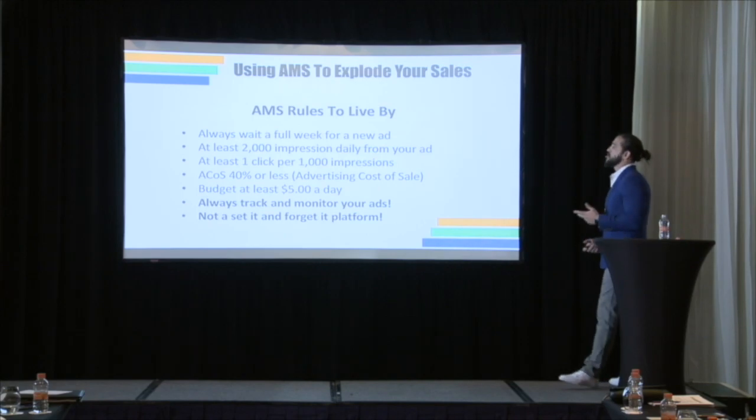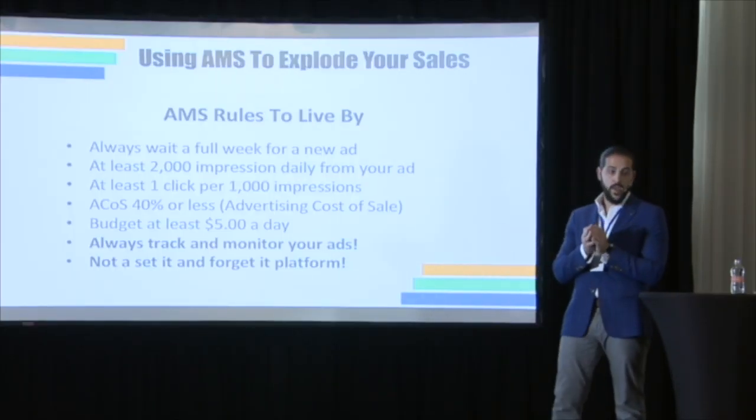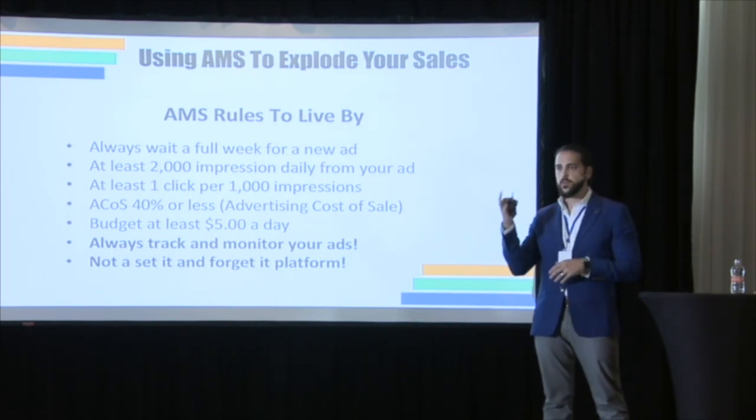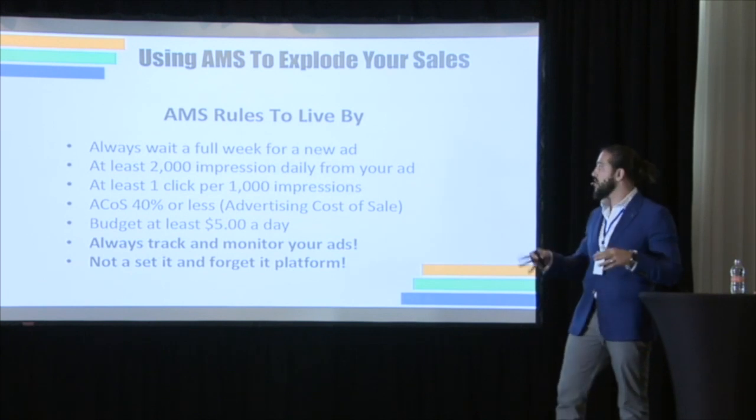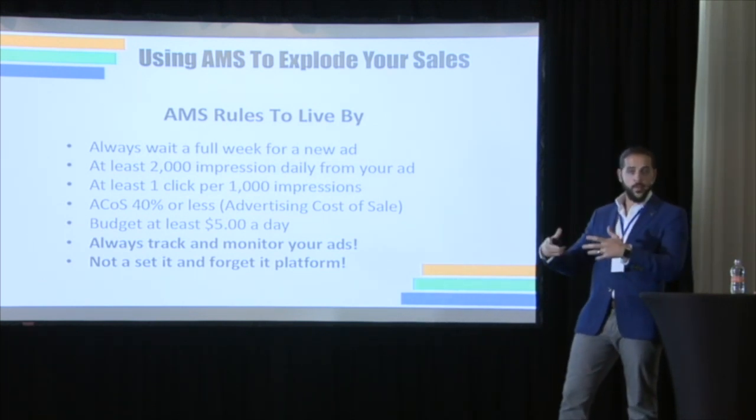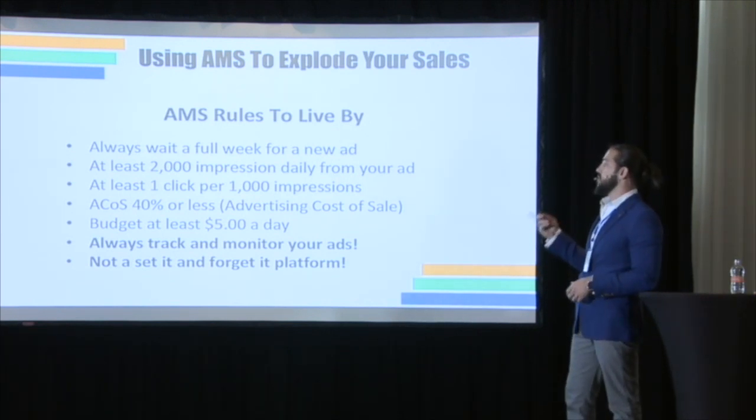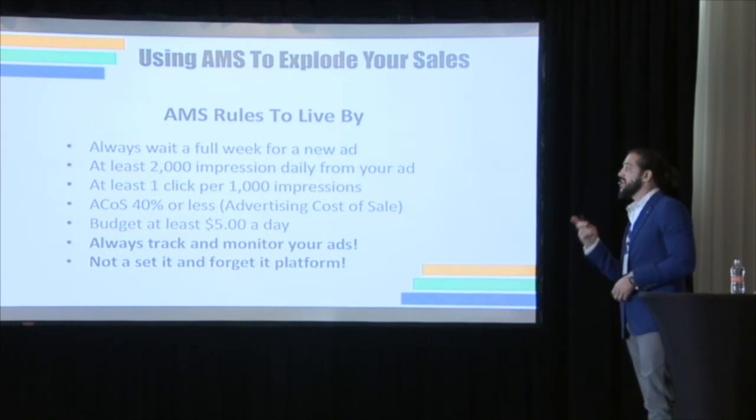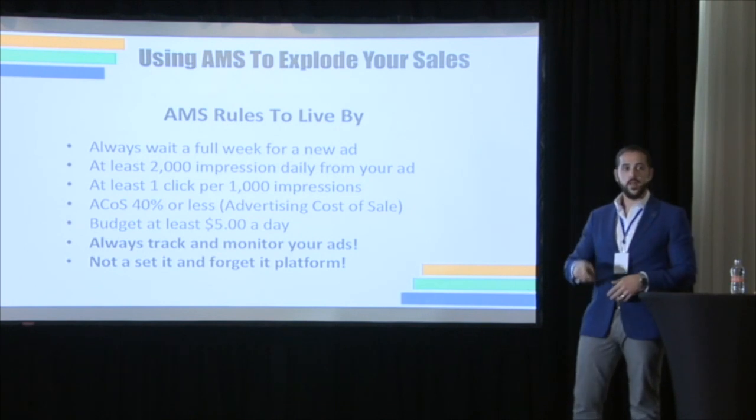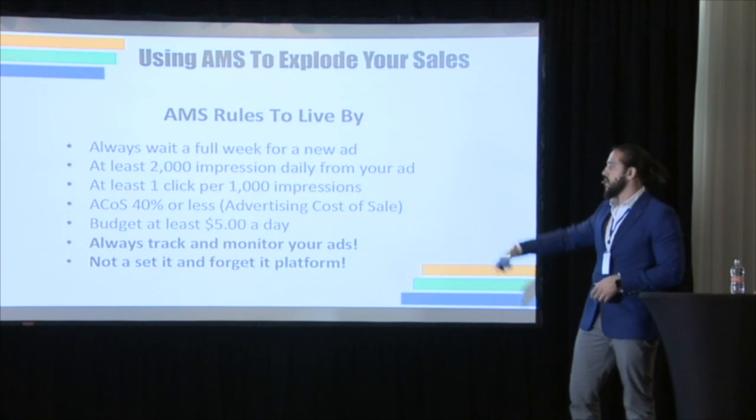So here are some rules to live by. As soon as your ad goes live, you want to wait at least a full week before you decide to change anything. Pause keywords, increase bids. Don't do anything. Wait for a full week so Amazon's algorithm can determine the relevancy of your book against the keywords that you use. Next, you want to aim for at least 2,000 impressions daily from your ad, okay? You want to aim for at least 1 click per 1,000 impressions. And it can average overall, but that's what you want to aim for.